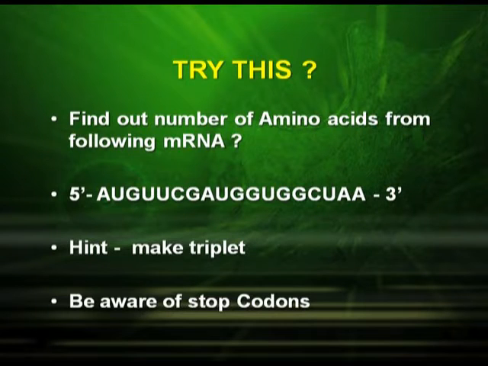Now, here is a simple question for you: find out the number of amino acids from the following mRNA. A template has been given to you which reads AUG, UUC, GAU, GGU, GGC and UAA, having the polarity 5' to 3'. You have to find out the number of amino acids. Let me give you a hint. First make triplets, be aware of the stop codons, and find out the number of amino acids.